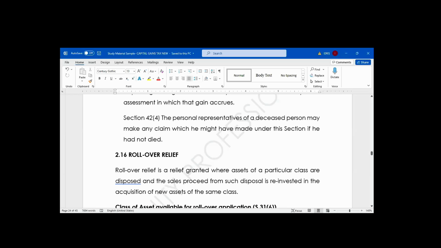Another one that every year I can set a question on is capital gain tax. 15 marks. Go and check all the years. A question must come out on capital gain tax, 15 marks.